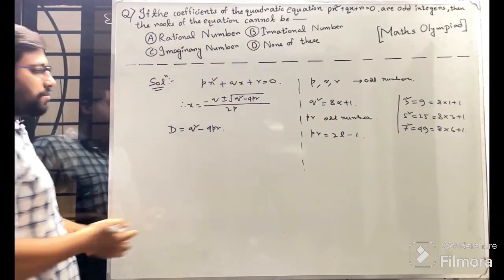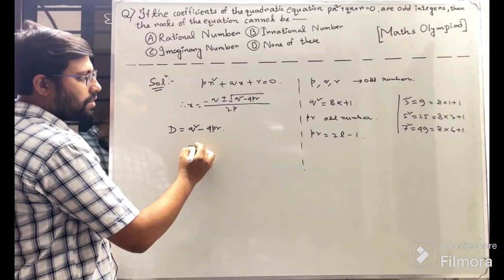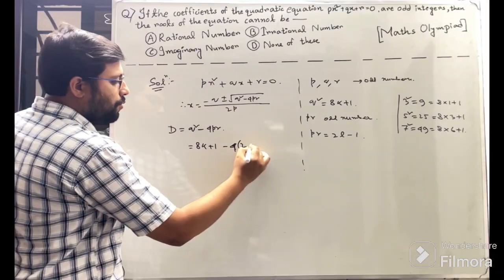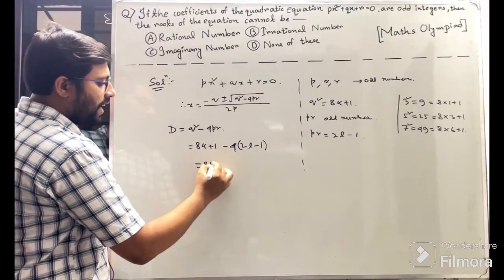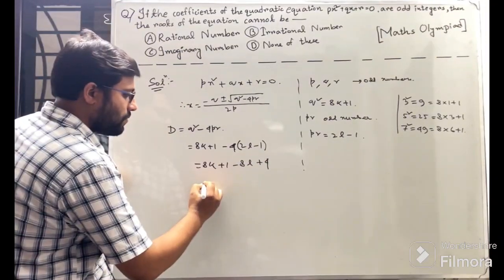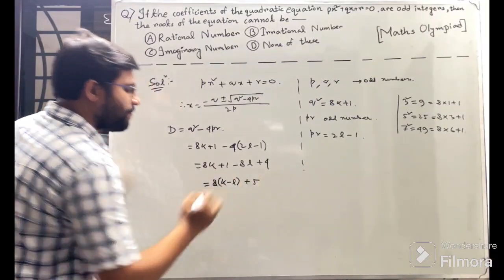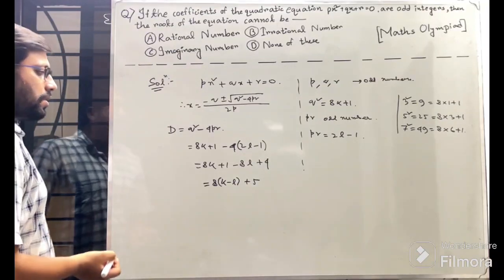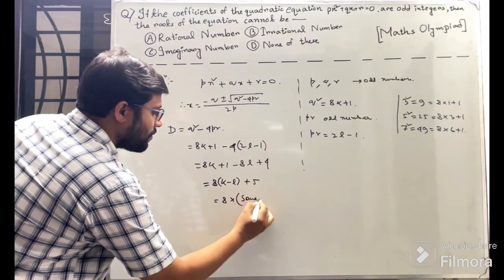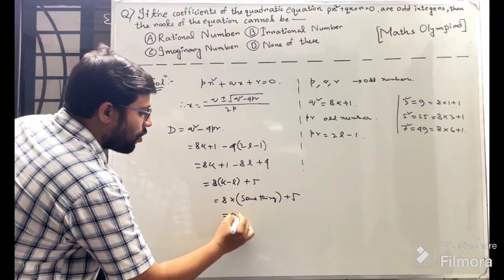Now we will see the discriminant. We just put in this value. So this is 8k plus 1 minus 4 into (12 minus 1), so 8k plus 1 minus 8l plus 4. So this is 8 into (k minus l) plus 5. Now look, 8 into something, a number, plus 5, which is always an odd number.